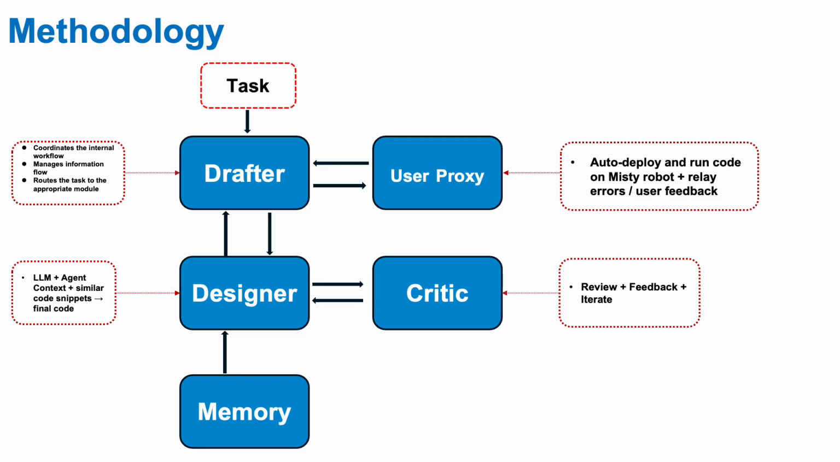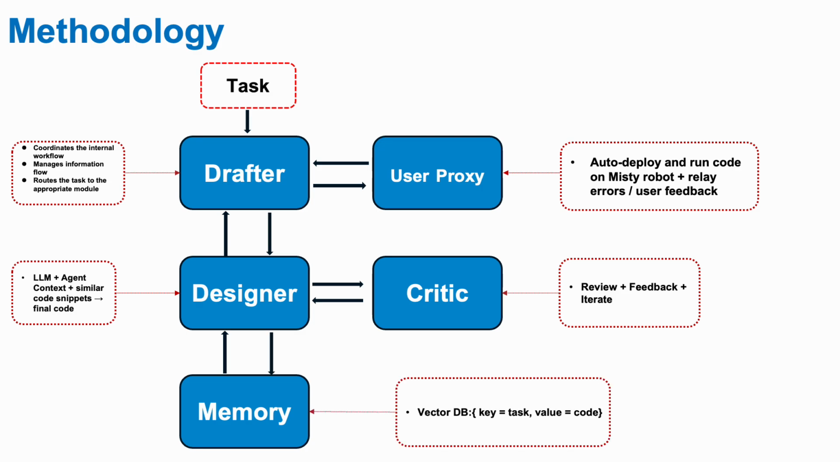The drafter passes the designer's code to the user proxy, which automatically deploys and runs it on the Misty robot. If execution fails, the user proxy returns the error details to the designer for another iteration. If execution succeeds, the user supplies feedback based on the robot's behavior, prompting further refinement. This loop repeats until the code is bug-free and fully meets user requirements. Finally, store the validated bug-free code, approved by the user, in memory for easy reuse and retrieval.